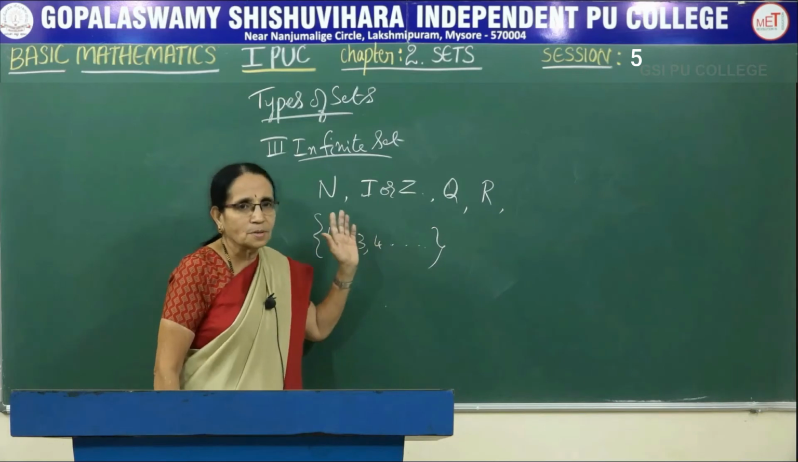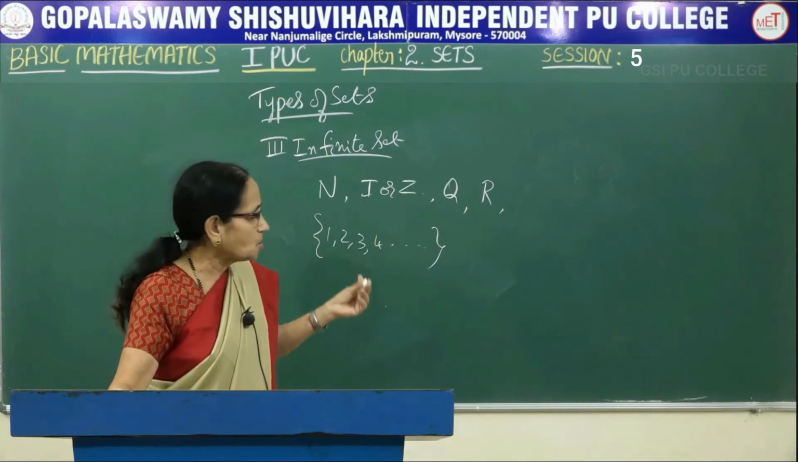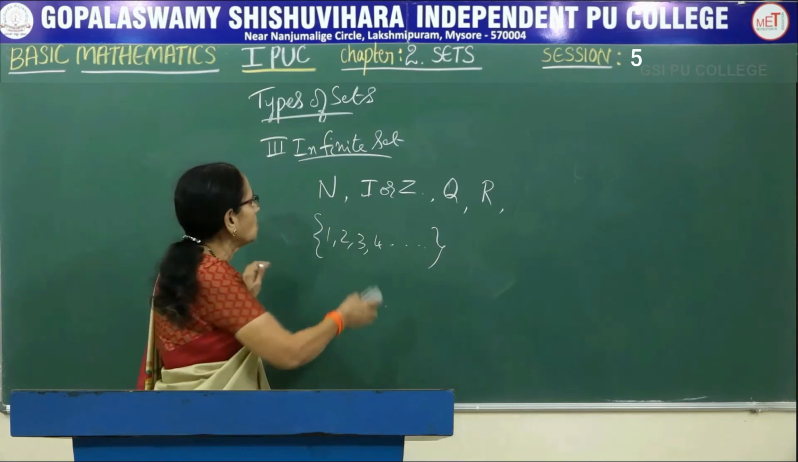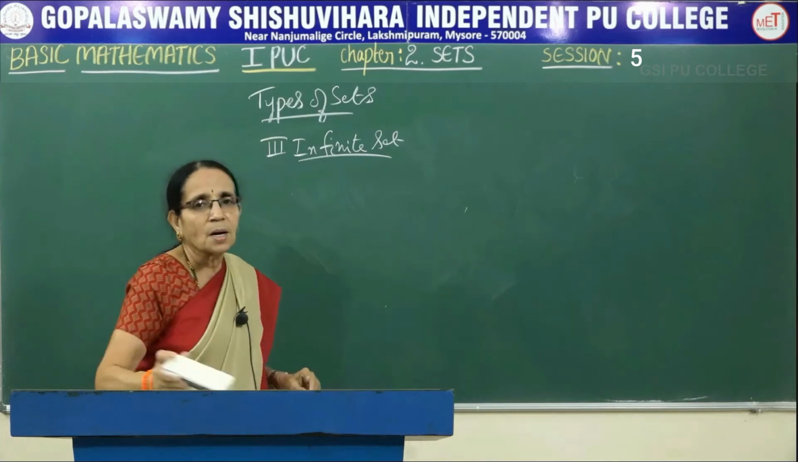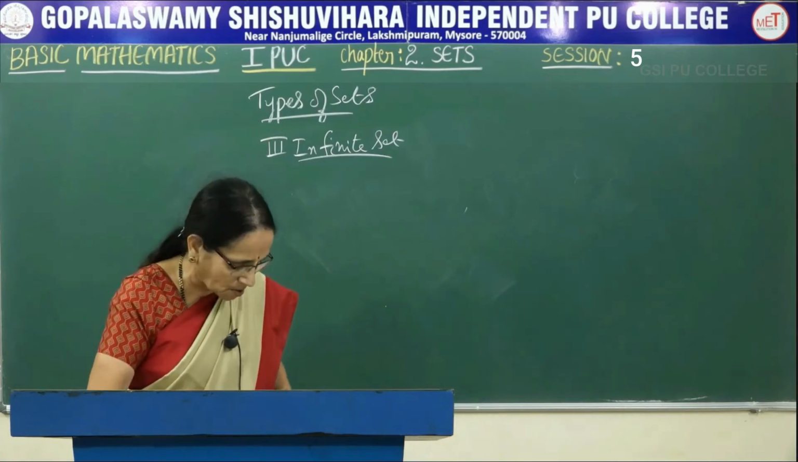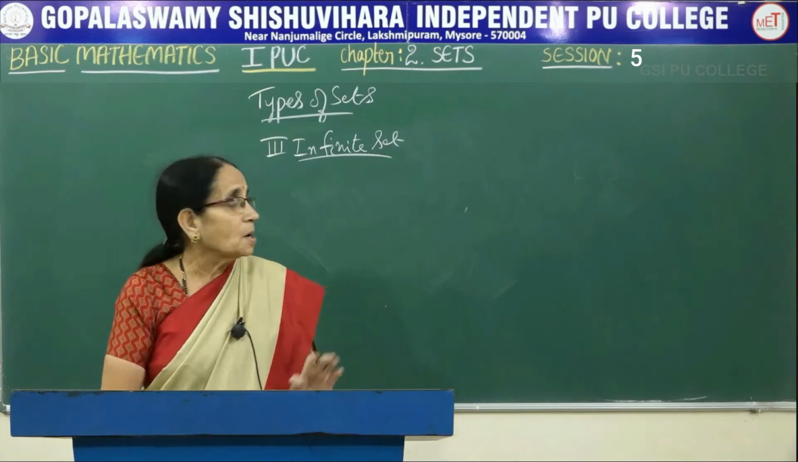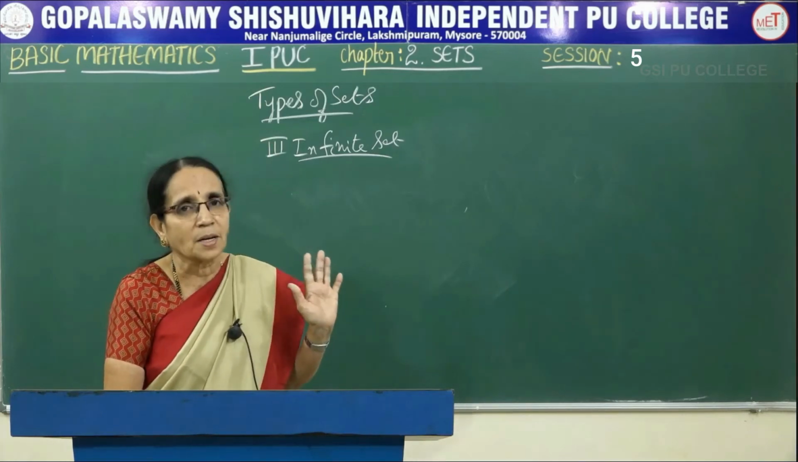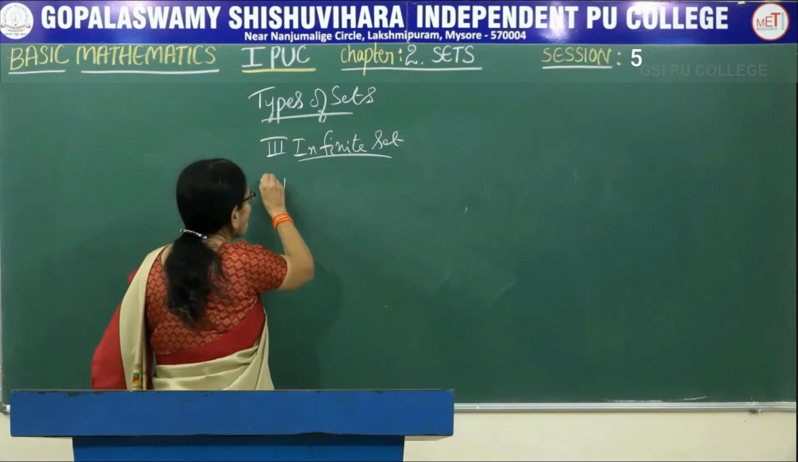So all of these number sets, I mean natural numbers, integers, rational numbers, real numbers, all of them we take as infinite sets because we do not know the exact number of elements. Or we say the set which contains an infinite number of elements is called an infinite set. The next one is called a singleton.